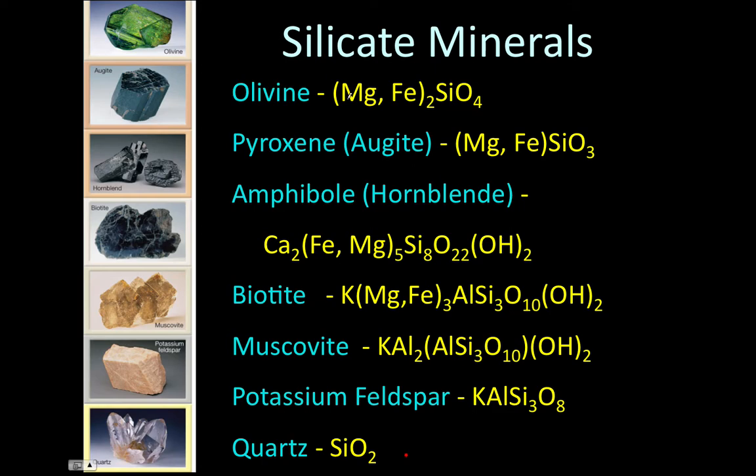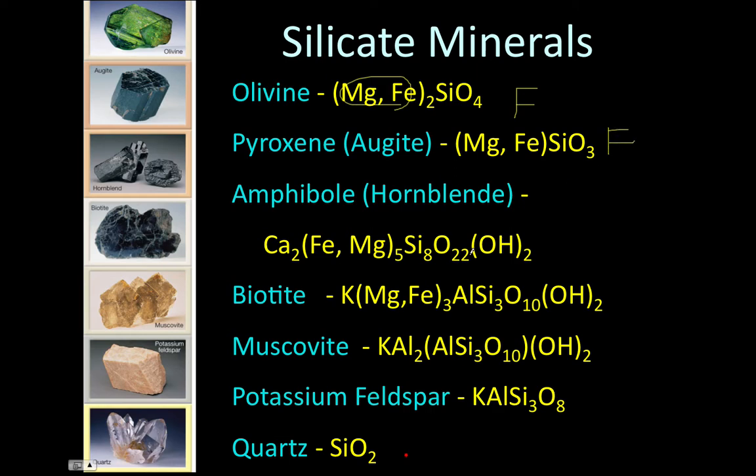Would olivine be a ferromagnesian silicate? If you answered yes, you are correct because it has the Mg and the Fe. It is considered to be a ferromagnesian. I'll write an F there for reference. What about pyroxene? Pyroxene is also a ferromagnesian.